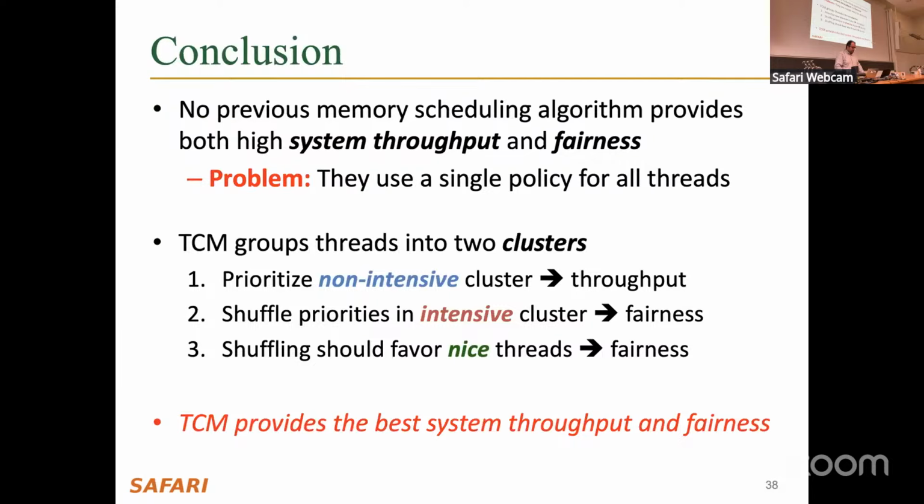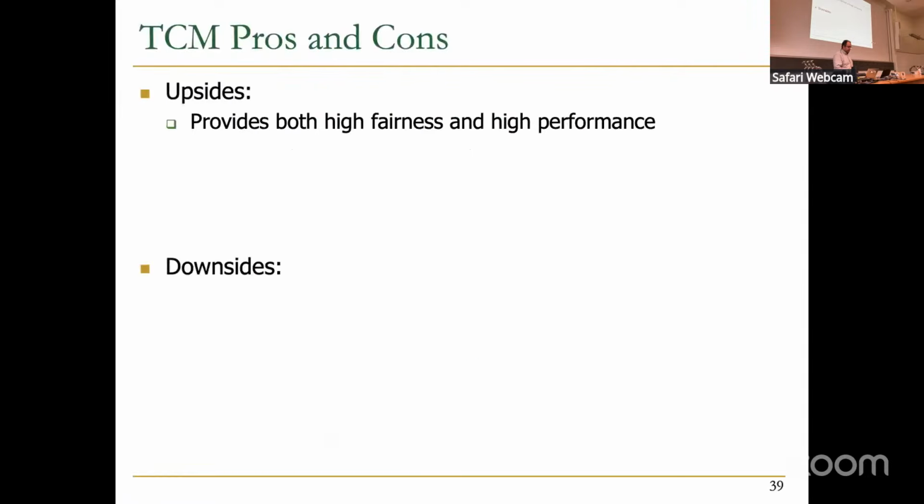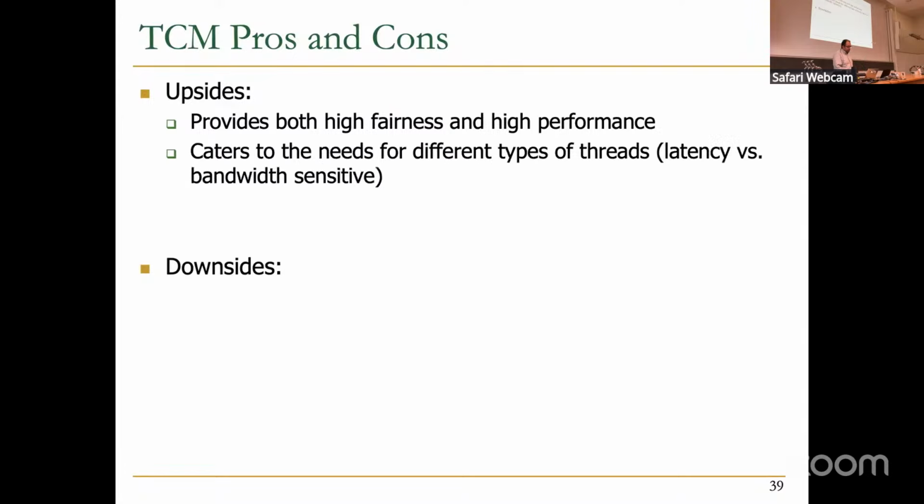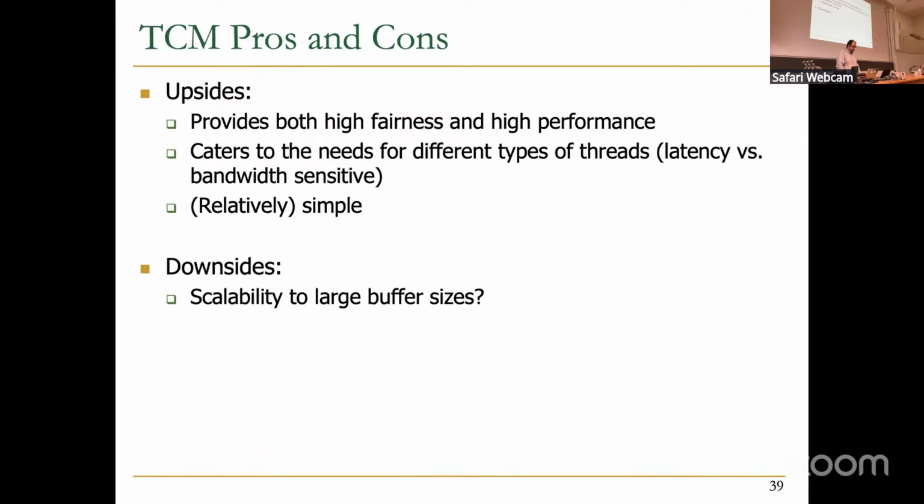So as a conclusion, this technique provides both high system throughput and fairness. We have two clusters, non-intensive and intensive. The non-intensive cluster is throughput oriented and the intensive cluster is fairness oriented. And then we also shuffle threads based on their niceness to provide better fairness. So as an upside, it provides both high fairness and high performance. It caters to the needs of different types of threads, like latency versus bandwidth sensitive, and is also relatively simple.